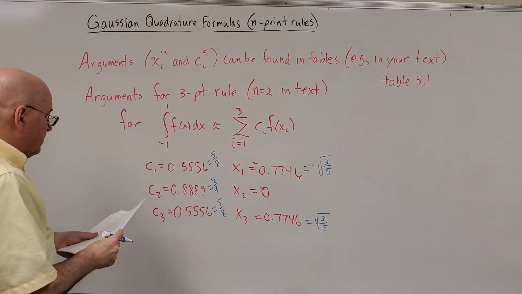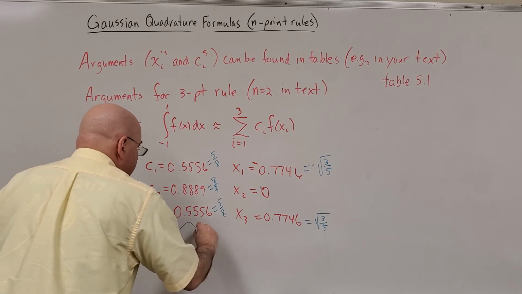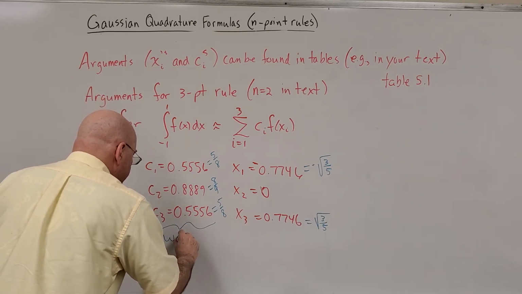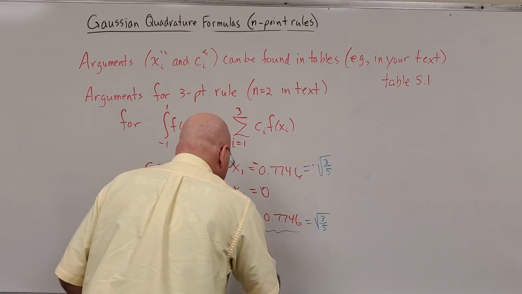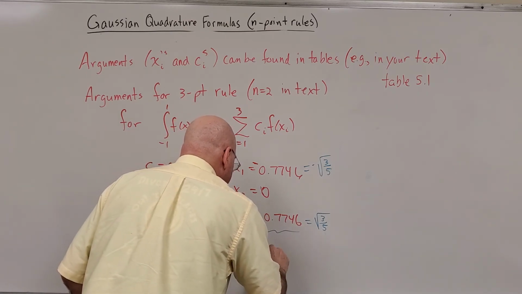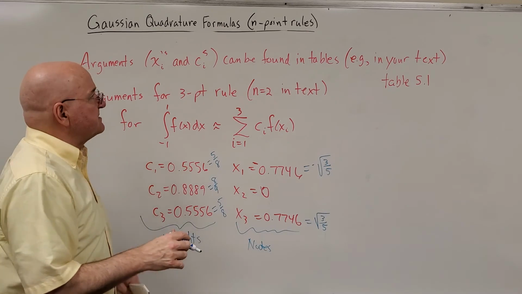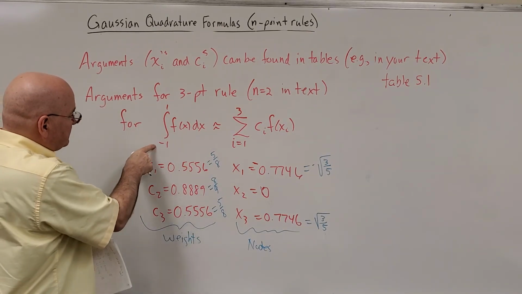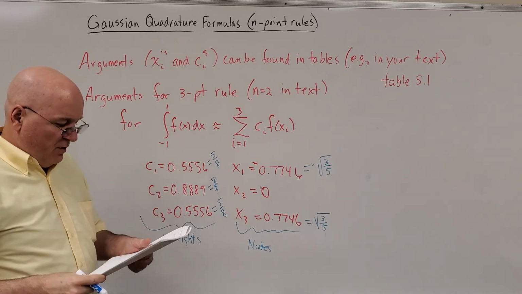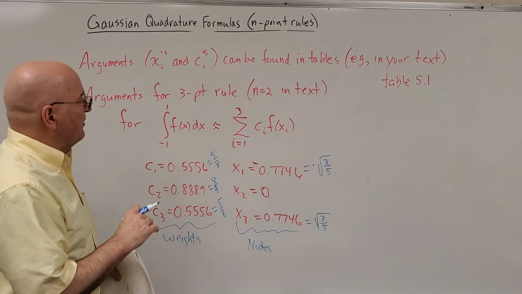Now the textbook calls the ci's the weights, and it calls the x's the nodes. That's the points on the x-axis that fall between the limits of integration a and b, but in this case between -1 and 1.